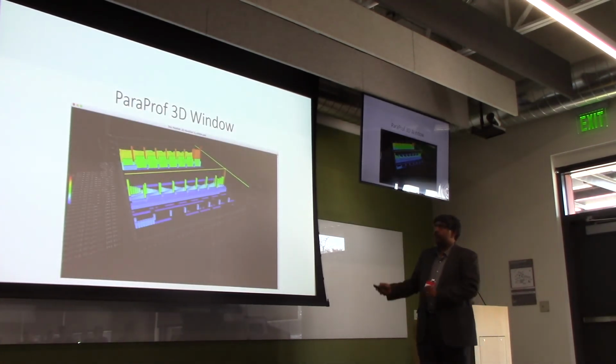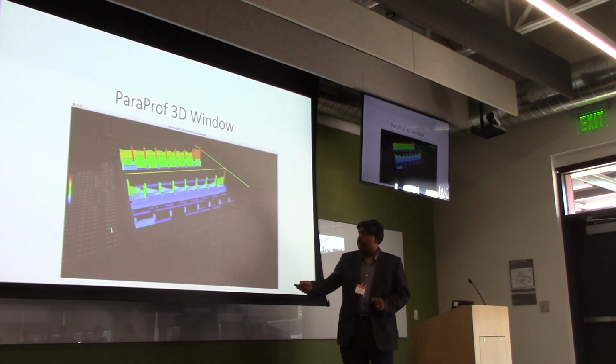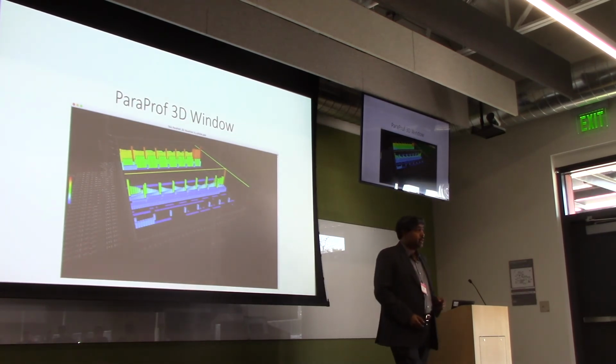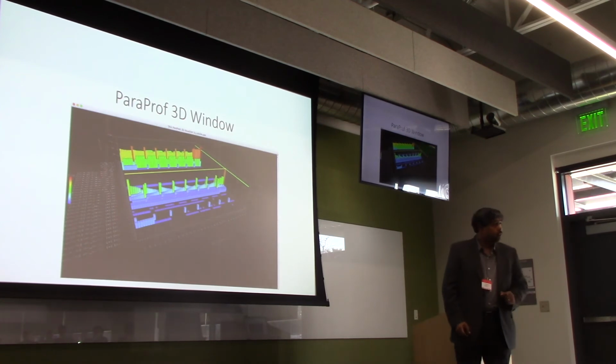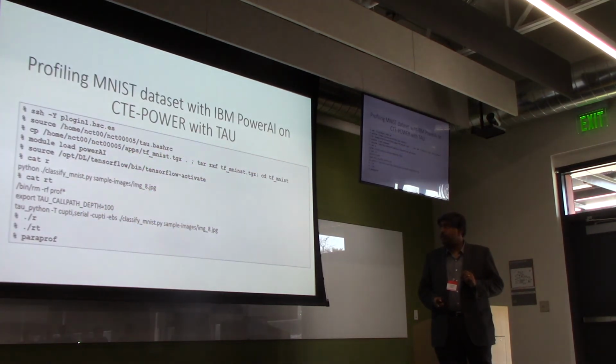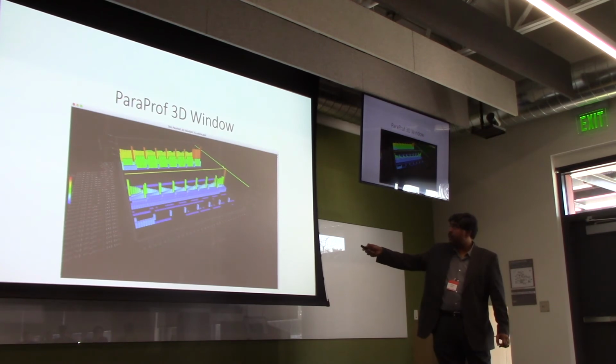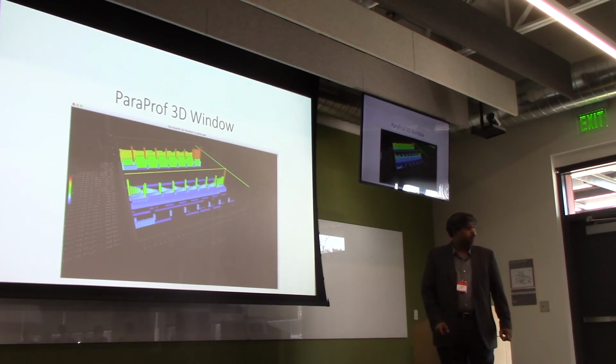And then TAU supports a 3D profile browser. So you can see all the functions along one axis, you can see the MPI ranks along another axis, and the height can be the exclusive time spent in the application function. What this allows you to do is see the shape of the entire execution, and you can use the crosshairs to go down over here and say what was that function, on what thread did it execute, and how long did it take.